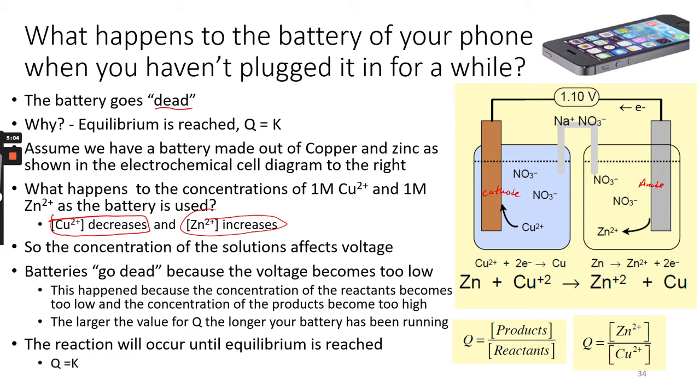So remember our Q value where you have your products over your reactants. Okay, so the larger the value of your Q, the longer your battery has been running. So it's closest to being dead. So if you have a very large Q, then your battery is almost dead. Okay, and when will it actually be dead? When you reach equilibrium, when Q equals K.